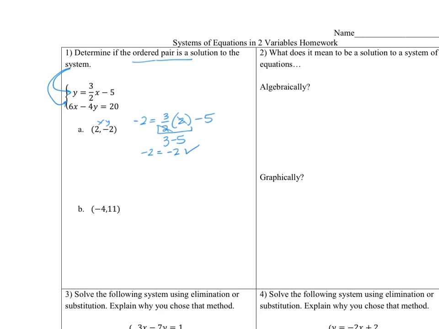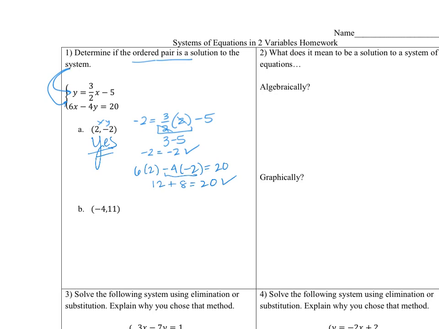But it also needs to check in the second equation. So that's 6 times 2 minus 4 times negative 2. This is supposed to equal 20. So I have a 12. That turns into a plus 8 equals 20. It works. So we say this is a solution to that system.